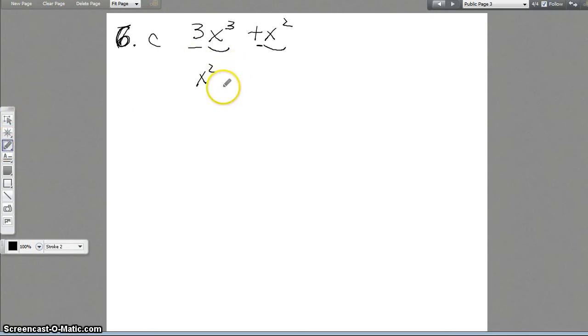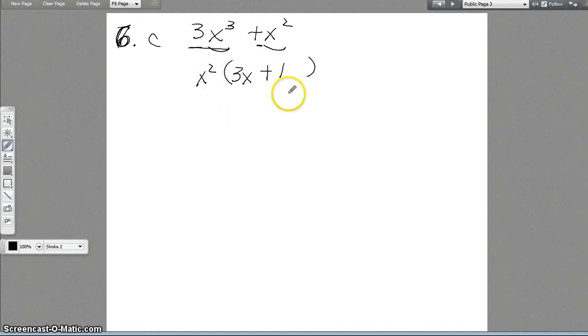Now, to factor out our greatest common factor, we need to draw parentheses here and say, what do we multiply x squared by to get 3x cubed plus x squared? Well, x squared times 3x will give us 3x cubed. And x squared times 1 will give us x squared. So x squared times 3x plus 1 is how we would work this problem.